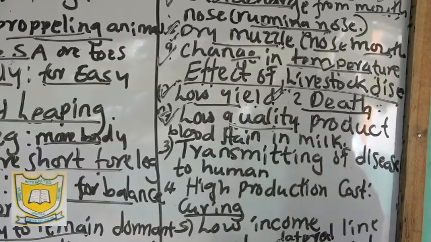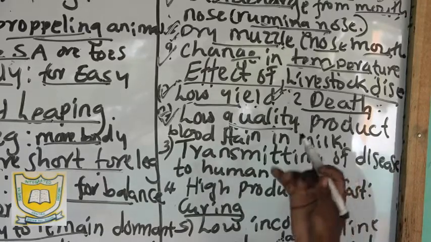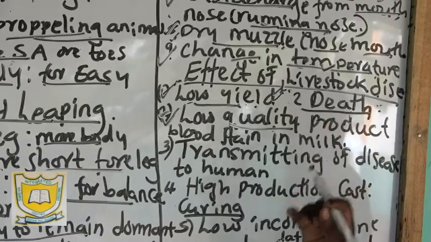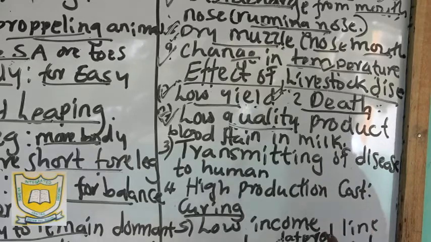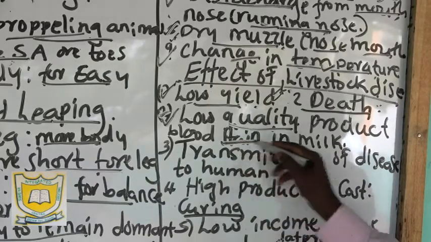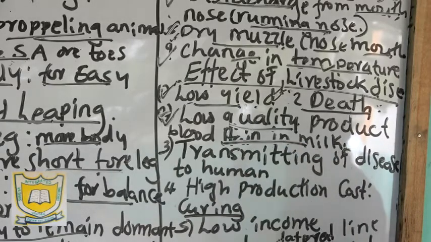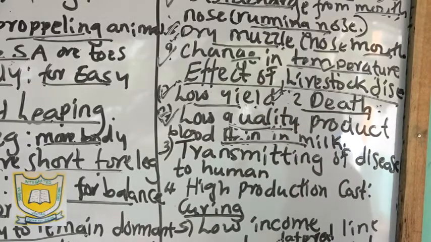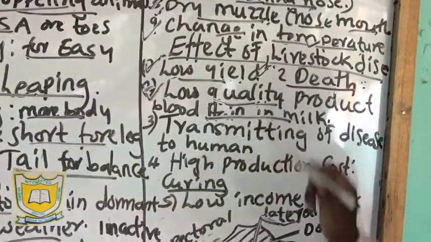Number four, the low quality. For example, if we expected to have very white milk, but at the end of the day you observe your milk keenly and you find there are stains of blood in that milk, that is the low quality. If we expect our wool to be purely white, but now we get that it has some stains that are not whitish, that is the low quality.